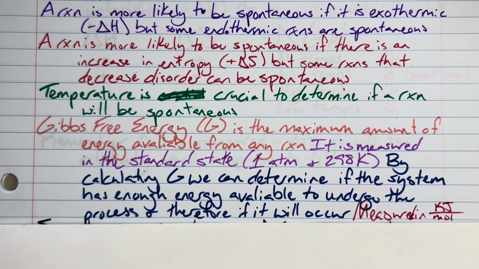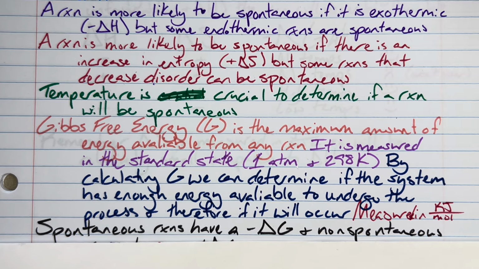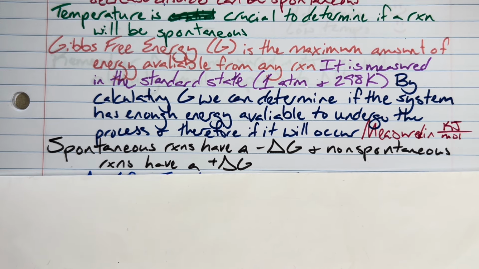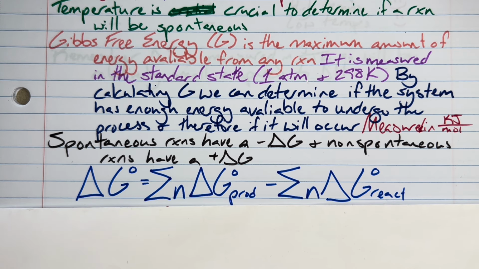It is important to note that the Gibbs free energy is measured in kilojoules per mole, as S, entropy, is not measured in kilojoules, so making sure that you are paying attention to the overall units is very crucial for this. Spontaneous reactions are going to have a negative delta G, and non-spontaneous reactions will have a positive delta G. And this is the equation to determine whether a reaction is going to be thermodynamically favored or not.